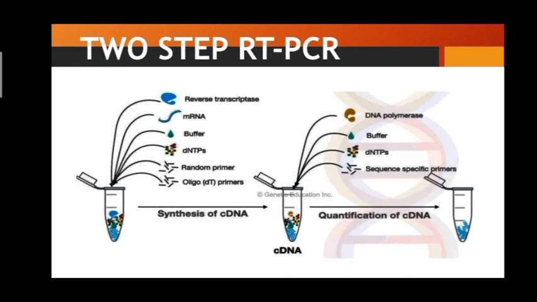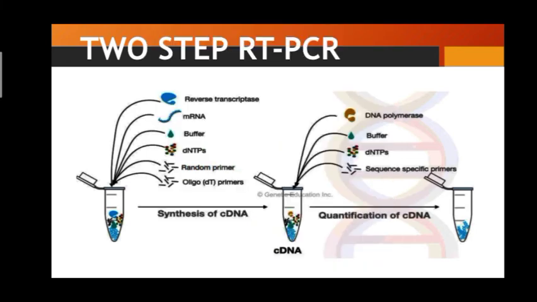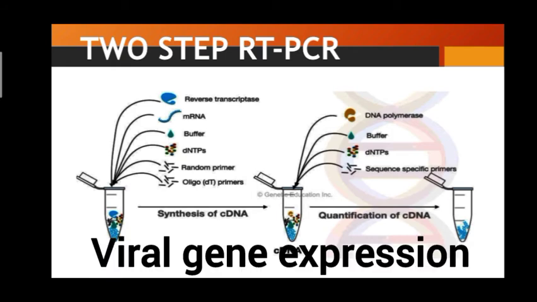In two-step RT-PCR, we are using three sets of primers: one set of oligo primers, and one set of sequence-specific primers. It is highly specific compared to the one-step method. The chances of contamination or reaction failure are higher in the two-step RT-PCR reaction. Usually, it is used in viral gene expression studies.